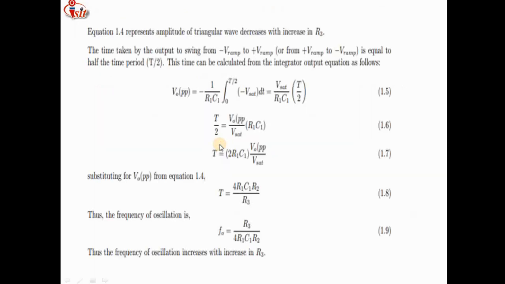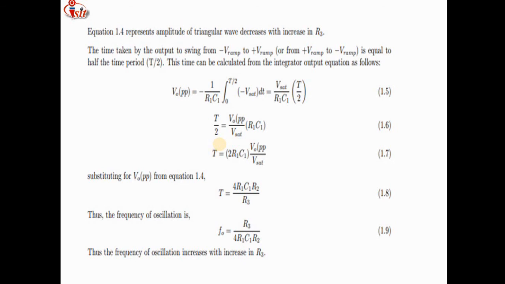Along with this, just see what the above equation represents. The above equation represents that the time taken by the output to swing from negative ramp to positive ramp, or from the positive ramp value to the negative ramp value, is equal to half the time period, that is T divided by 2. This time can be calculated from the integrator output equation as follows.